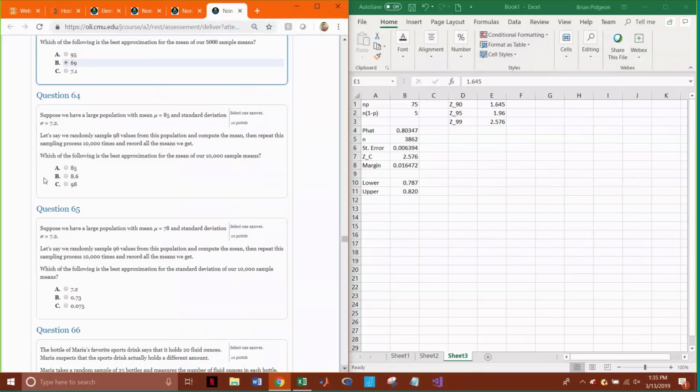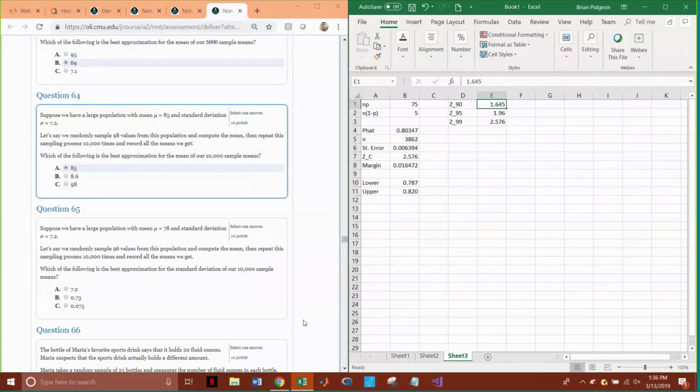Same exact question. Same question. 85. Which of the following is the best approximation for the mean of our 10,000 sample means? 85. It's the same as the population mean.